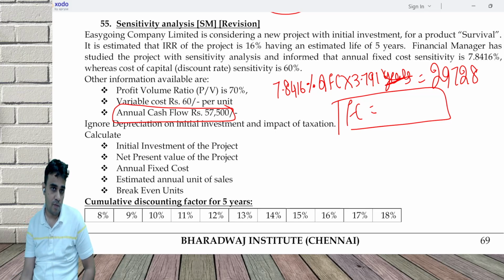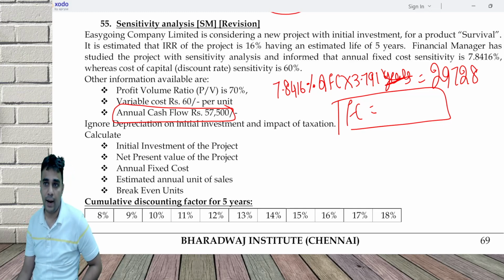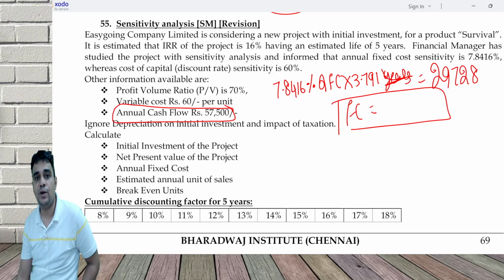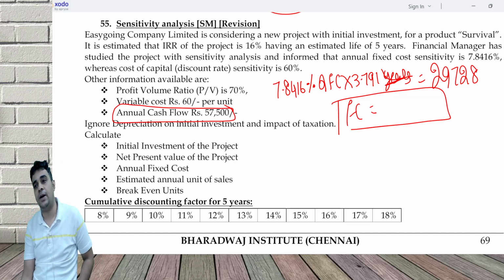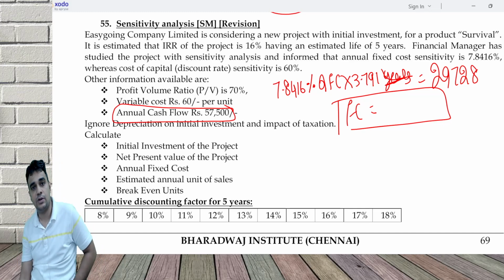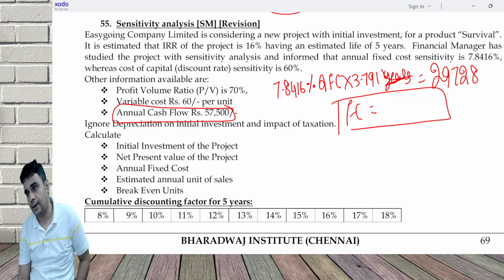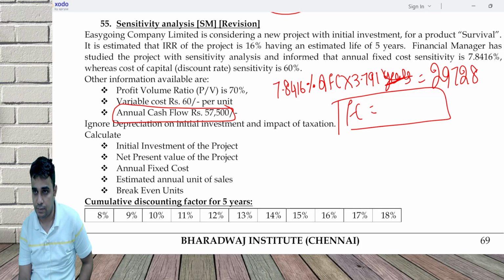1 lakh is the number I get. 29,728 divided by 3.791 divided by 7.8416 percentage. It goes to the other side. Calculation part you will have to take care. 4 and 5 you can manage. Same answer you will get, whichever formula you do.